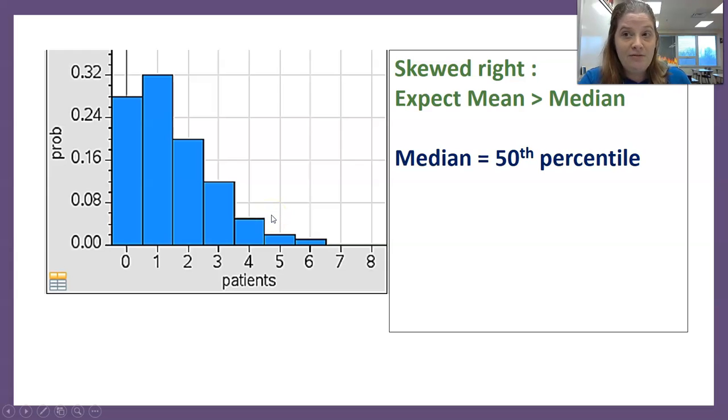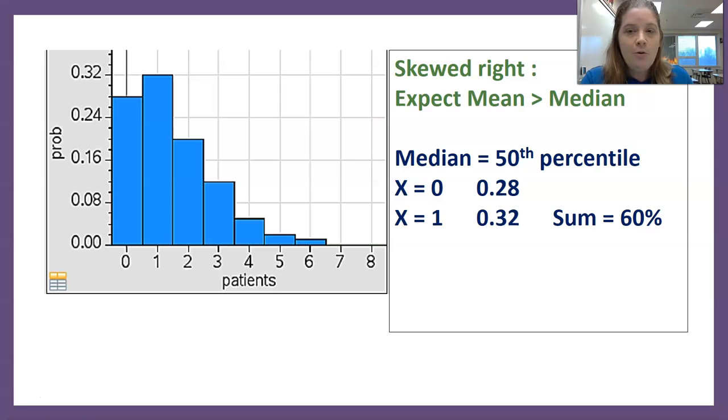We know the median's at the 50th percentile, so if I wanted to estimate that from the picture, I'd start looking at the probabilities. It looks like 0 here has a probability of about 28%. So I'm looking at 50% at or below, so that's not quite it. If I go to 1, x equals 1 looks like about 32%. That cumulative probability is going to be 60% at that point. That means that 60% of the values are at or below the number 1.